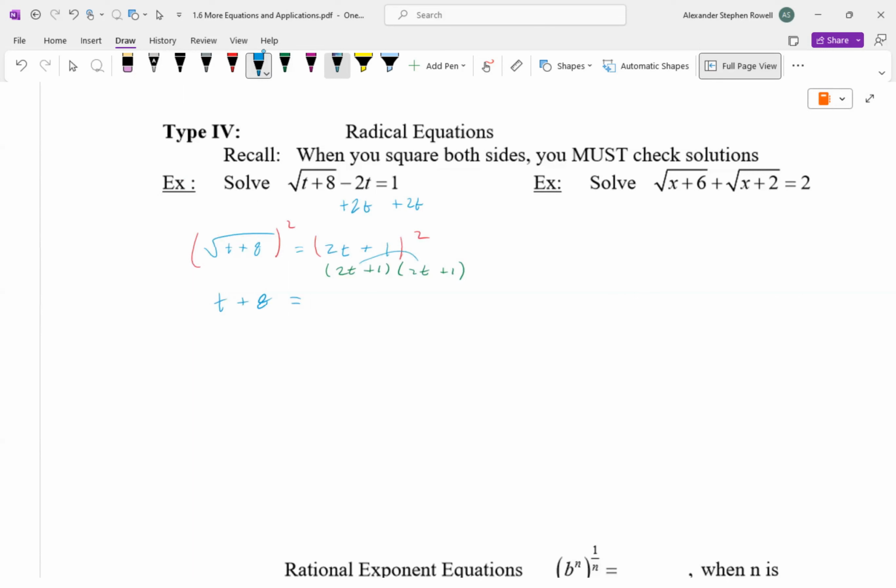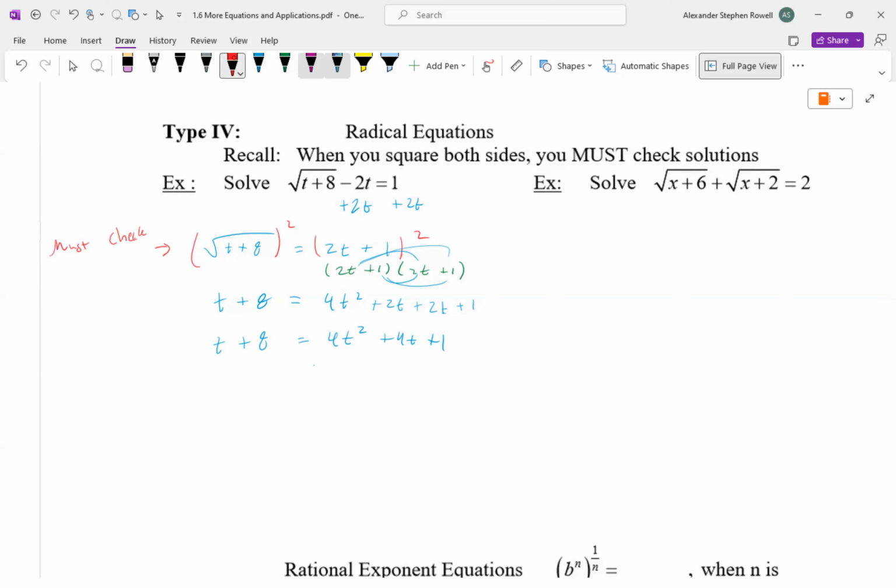First times first, what's 2t times 2t? 4t squared. Outer terms, 2t times 1. Inner terms, 1 times 2t. And last terms, 1 times 1. All right. I have t plus 8 is equal to 4t squared plus 4t plus 1. And the key here is this step, when you square both sides, may create extraneous solutions. So this means now we must check. We cannot believe the answers we get. We must check at the end.